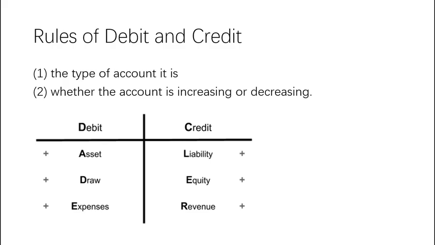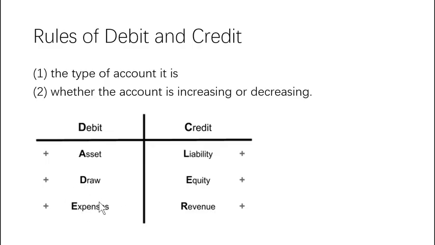You might be wondering which accounts are debited and which accounts are credited. Well, always ask yourself 2 questions before you do the journal entry. First, the type of account, and second, whether the account is increasing or decreasing. For example, an asset account, say your cash. If your cash is increasing, we debit it, otherwise we credit it.